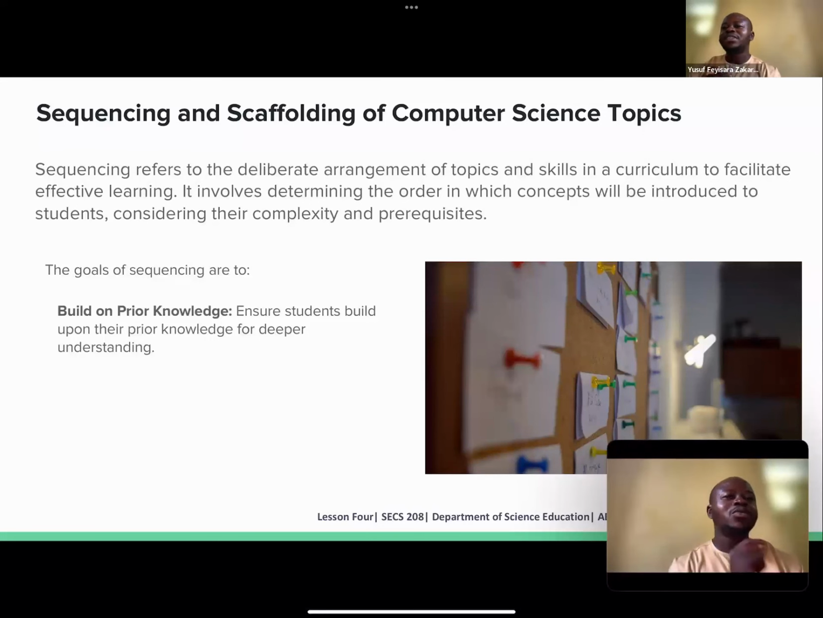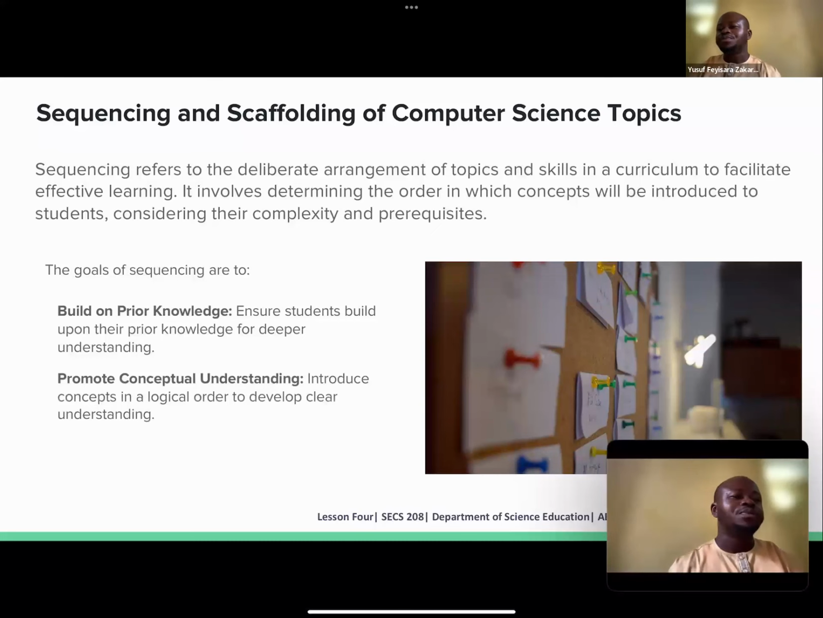So the essence of sequencing, or the goal of sequencing, is to achieve this: to build on prior knowledge. Number two is to promote conceptual understanding. And conceptual understanding is different from procedural understanding. Okay? And again, it's different from factual understanding, like Biggs, we say, one of the top guys in teaching higher education.